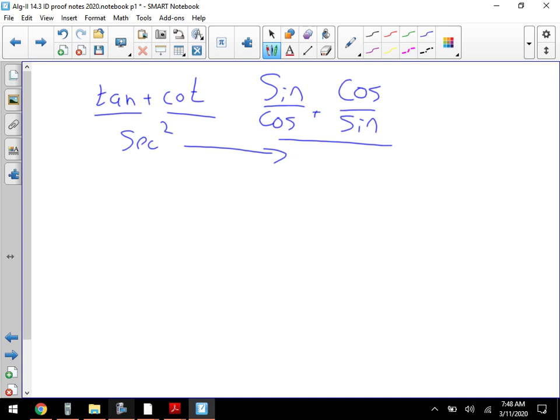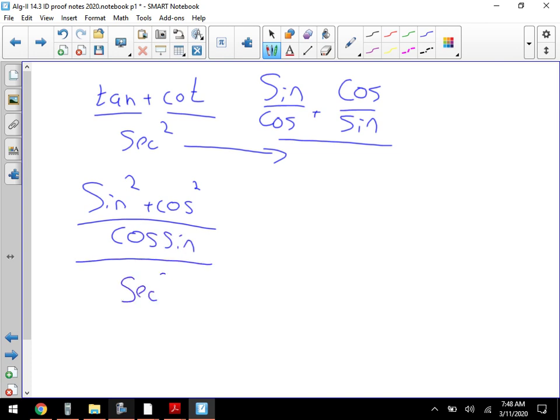I'm just going to do this to bring it over: sine squared plus cosine squared, over cosine sine. So far, so good? Secant squared is 1 over cosine squared, so I'm going to rewrite that. Sine squared plus cosine squared is 1.